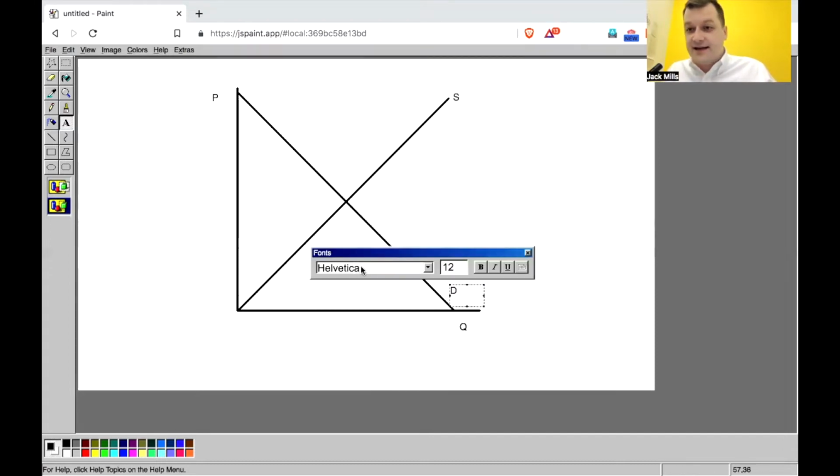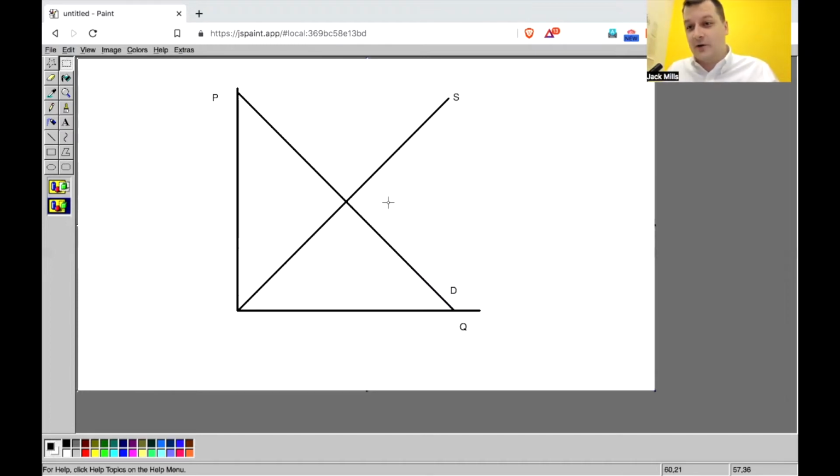Note that I've got it set to Helvetica because Arial is stupid. And I'm not just talking about the Little Mermaid. Okay, move that over here. Voila, got a beautiful supply and demand diagram, but that's not all. I'm going to take a thinner line, and I'm going to set out an equilibrium price.